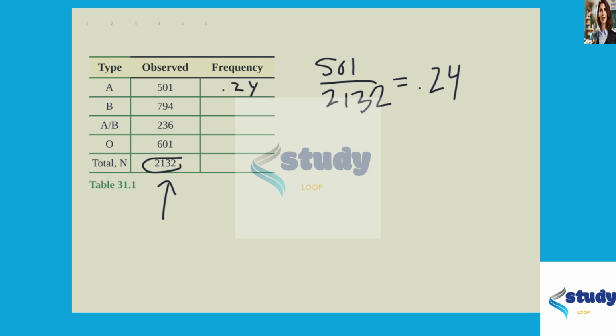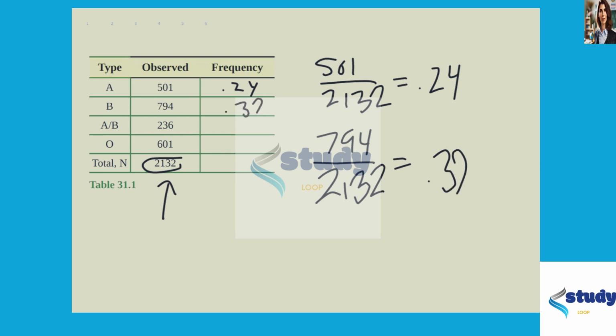Then we just repeat the process. For blood type B, it would be 794 divided by the total, 2,132, and that one is going to equal 0.37, and so we can put that in there. I think you get the hang of how to figure that out. For AB, it'll be 0.11, and for type O, it's going to be 0.28.